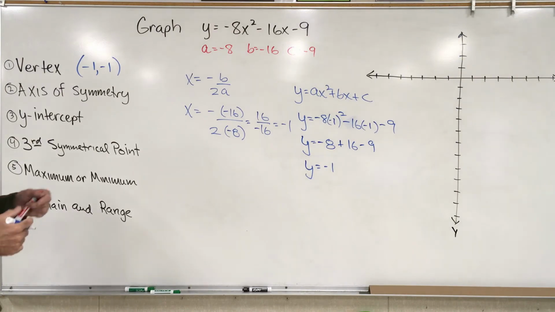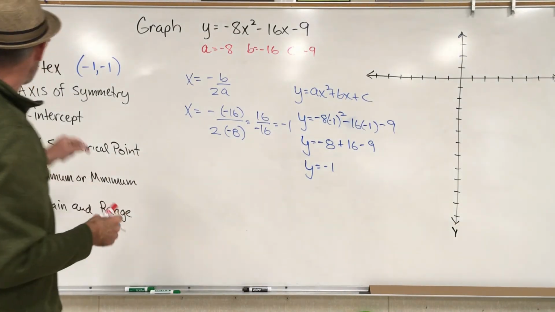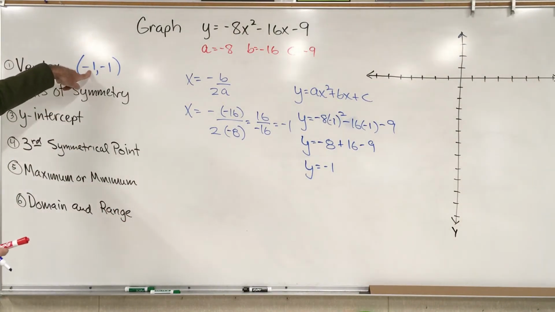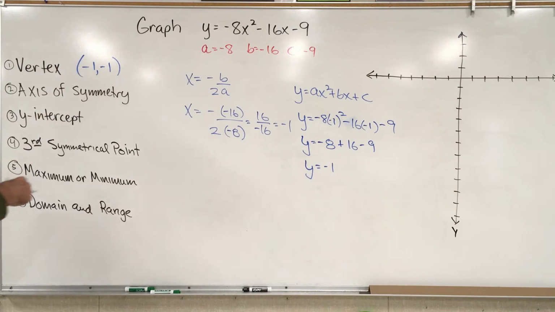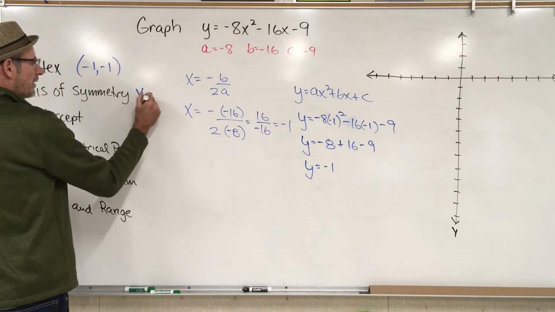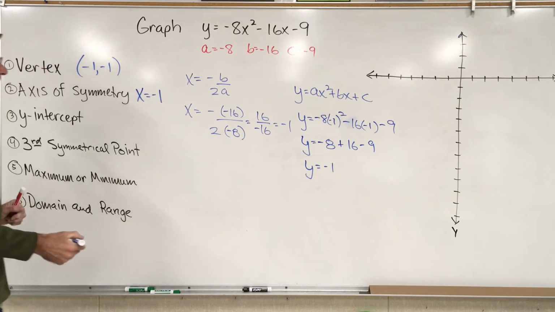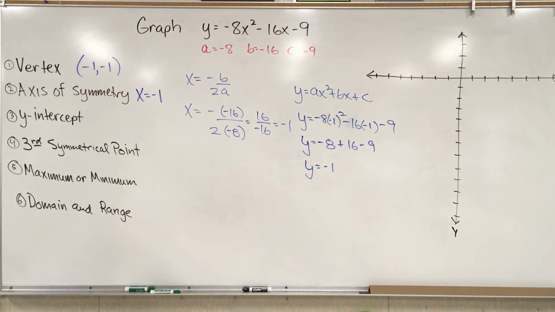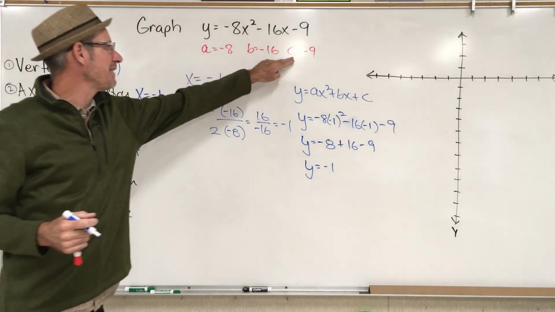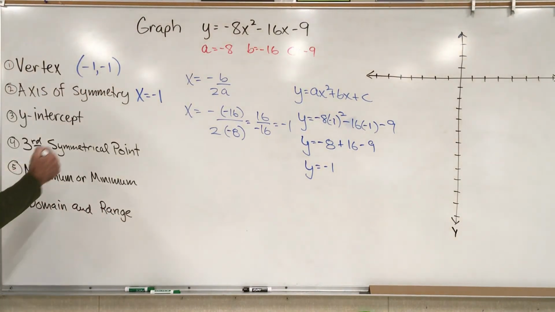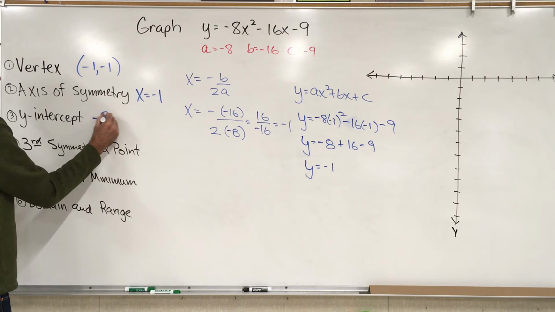All right, I know that my axis of symmetry is always going to match the x-coordinate of my vertex. So my axis of symmetry will be the line that has the equation x equals negative 1. I know my y-intercept is going to be my c value, so my y-intercept is negative 9.